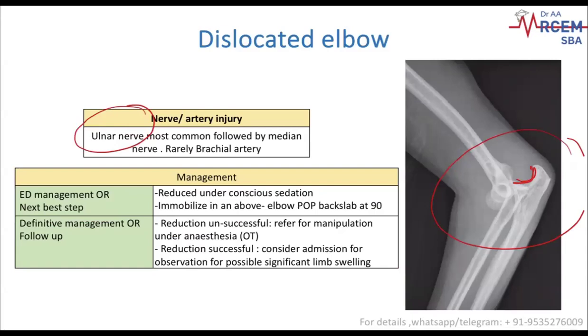You try to reduce in the emergency department and place them on an above elbow back slab. If you fail to reduce it, then you need to refer to the orthopedician so that they can reduce it in the operation theater. Either you are successful or unsuccessful, you need to involve the orthopedics and admit all the patients. We do not discharge them because there is a chance of significant swelling which can develop and result in compartment syndrome. So we cannot take a chance. That's why we admit all these cases.